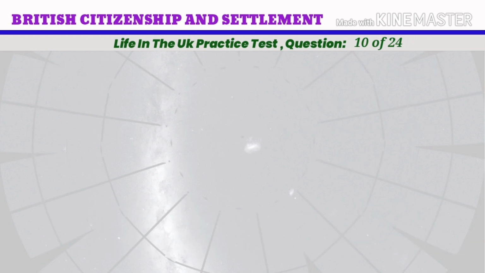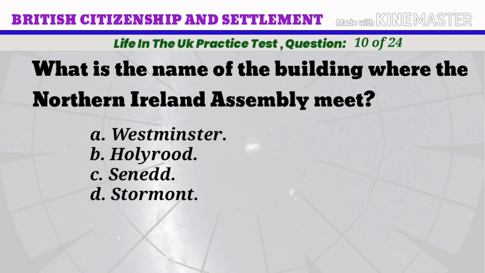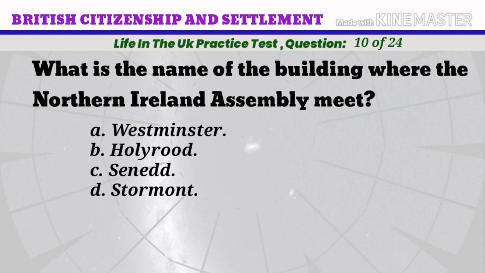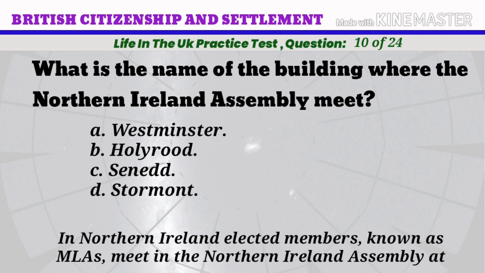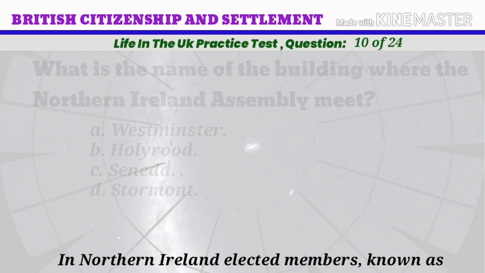Life in the UK practice test question 10 of 24. What is the name of the building where the Northern Ireland Assembly meet? A. Westminster. B. Holyrood. C. Senedd. D. Stormont. The correct answer is D. Stormont. In Northern Ireland, elected members, known as MLAs, meet in the Northern Ireland Assembly at Stormont, in Belfast.